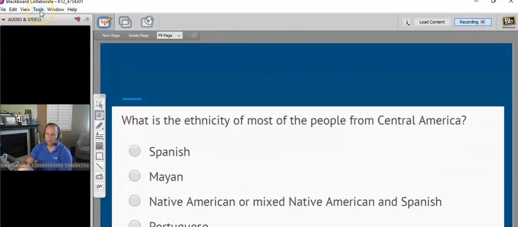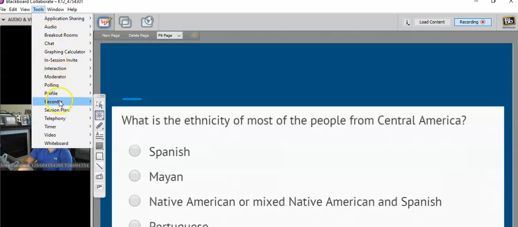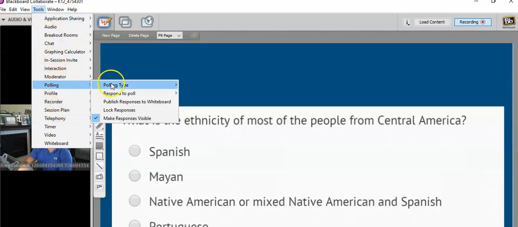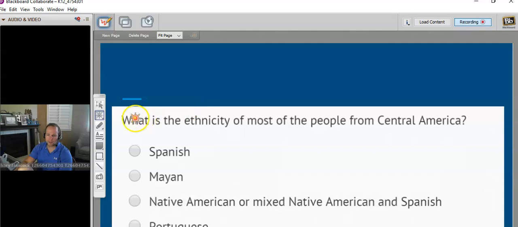Okay, so I'm going to open up the poll question real quick. So A, B, C, or D. What ethnicity are most of the people of Central America? I want you to put that in the chat. Is it A, Spanish, B, Mayan, C, Native American, or mixed Native American and Spanish, or D, Portuguese?